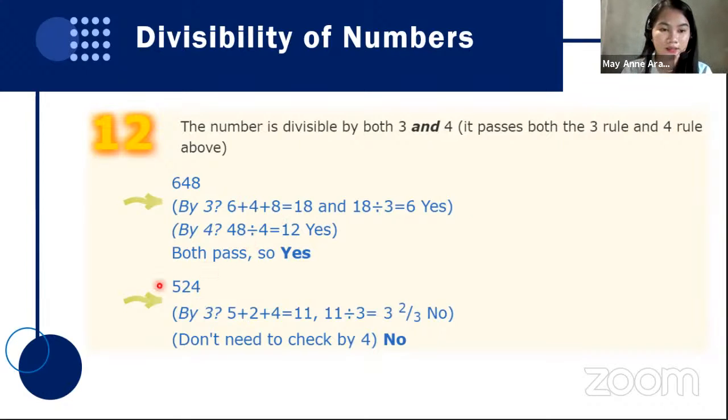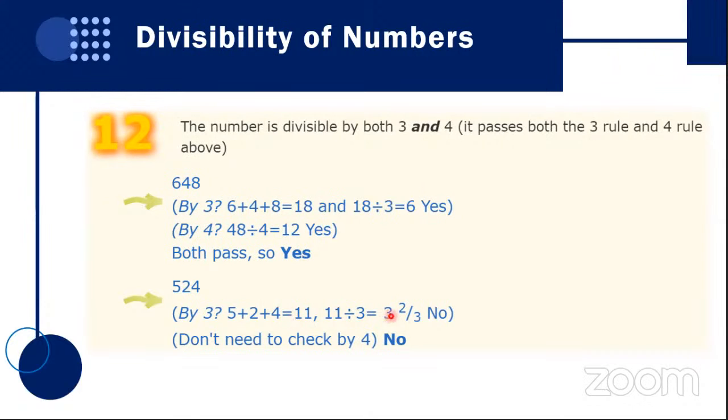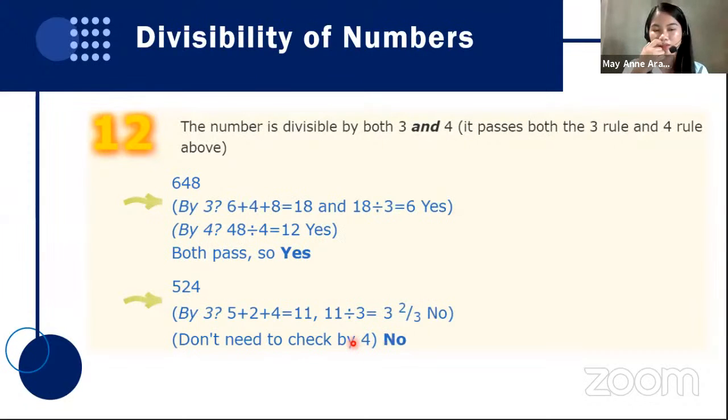And for 524, if we add the numbers, we have 5 plus 2 plus 4 is equal to 11. And we know that 11 is not divisible by 3. So it did not satisfy the rule for 3. So we don't need to check for 4 anymore, because it must pass both rules. So if it doesn't satisfy one of them, you can conclude that that number is not divisible by 12.